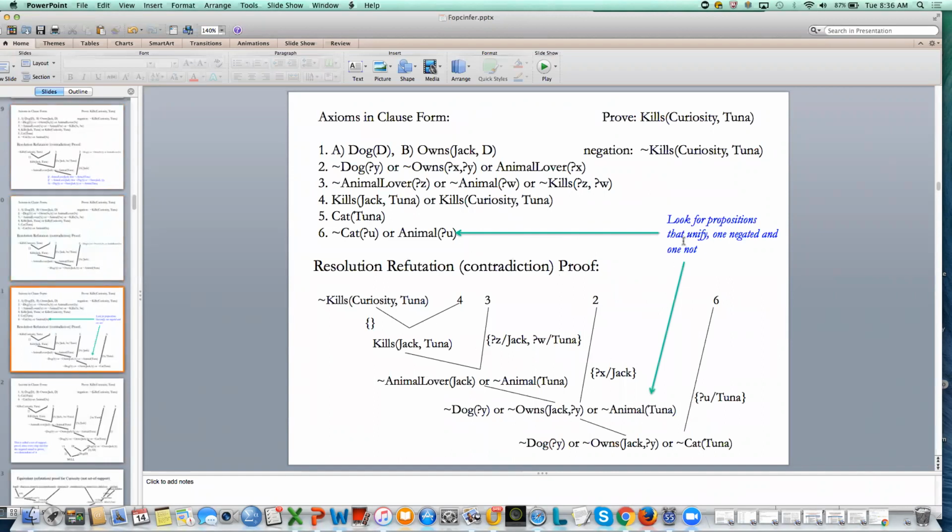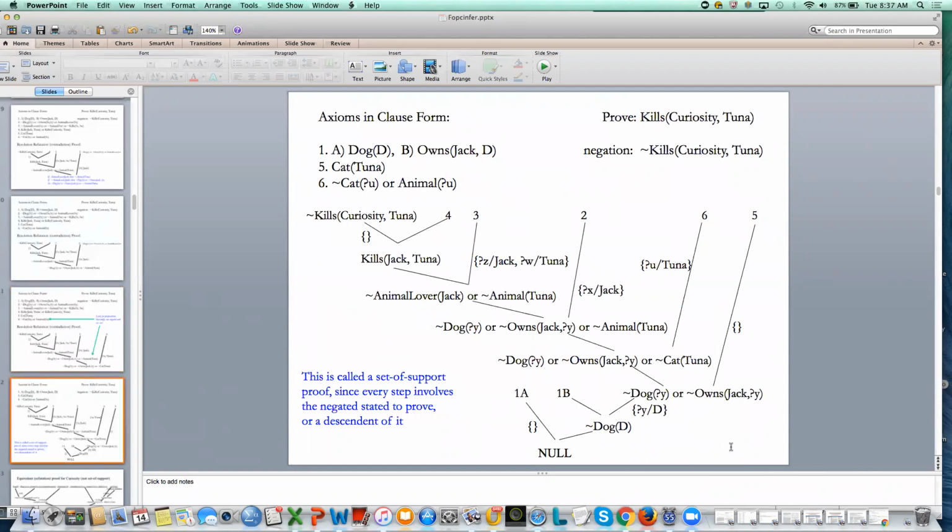Just to repeat the strategy that I've been talking about, whenever you get a resolvent and you want to continue looking for a proof, you will look for statements that include the same proposition. Here we have one, a negated animal tuna, and here we have another which are identical, or can be unified rather, into something which is identical, other than one is negated and one isn't. So here, tuna is substituted for you, that's applied throughout, and this is the expression that we are left with at this point.